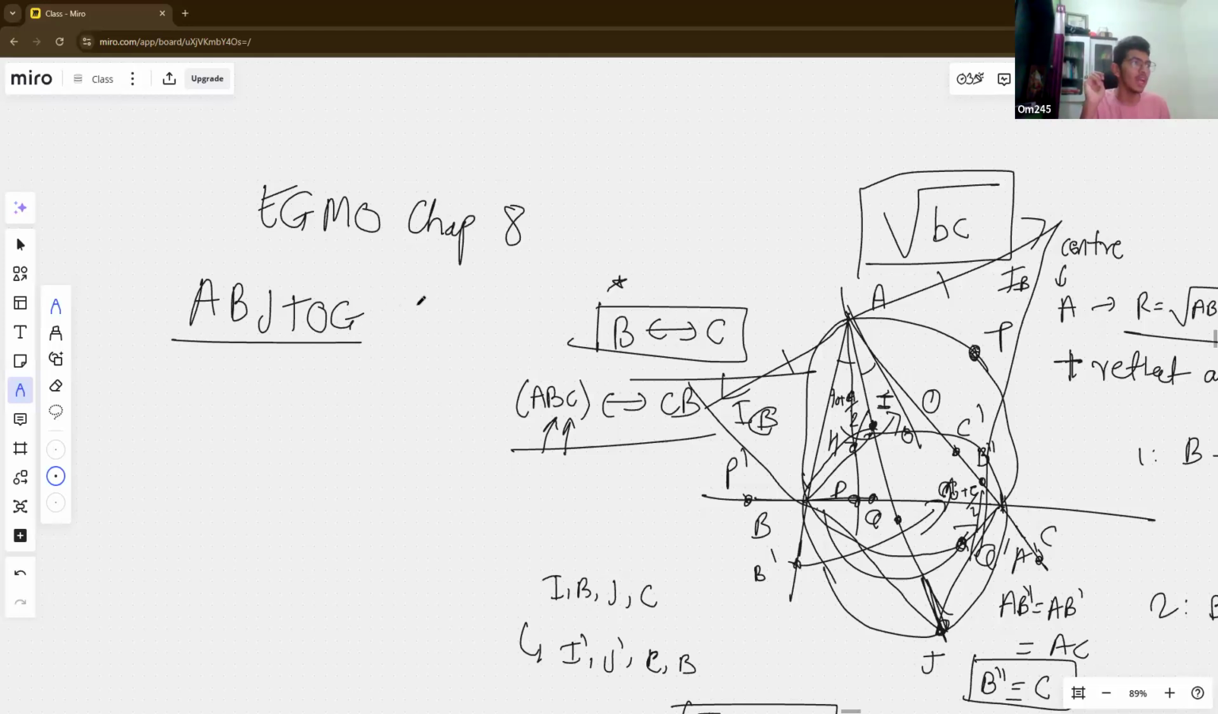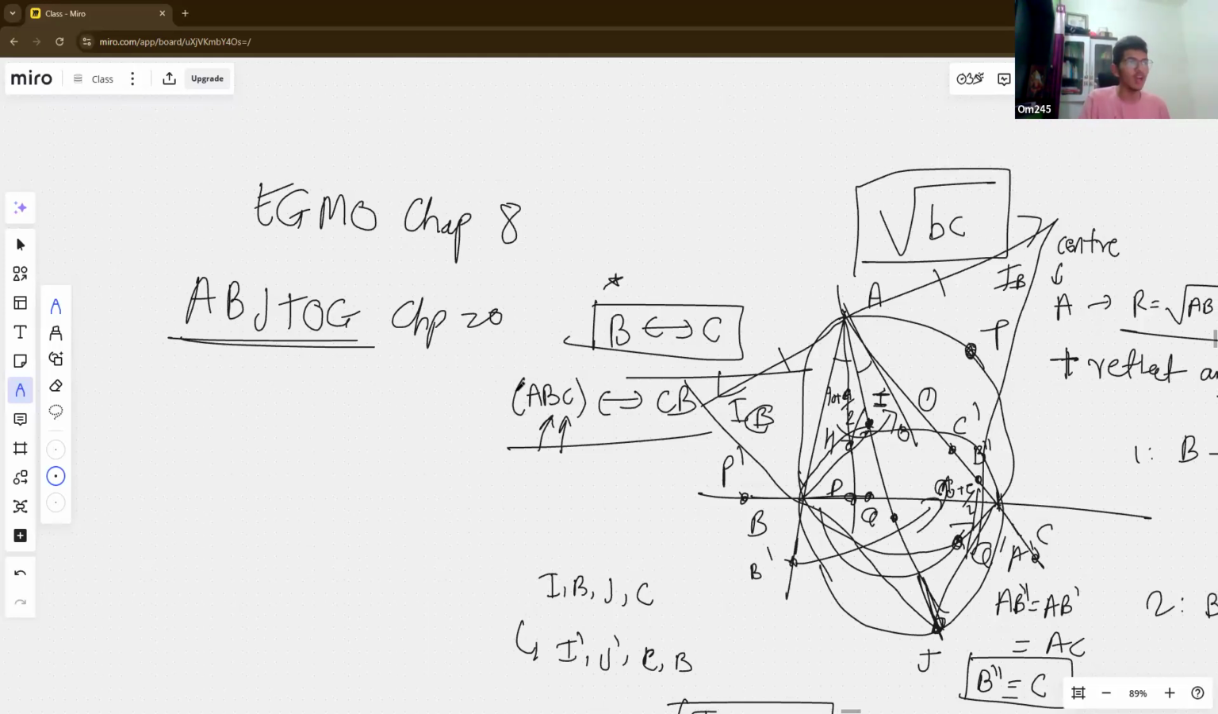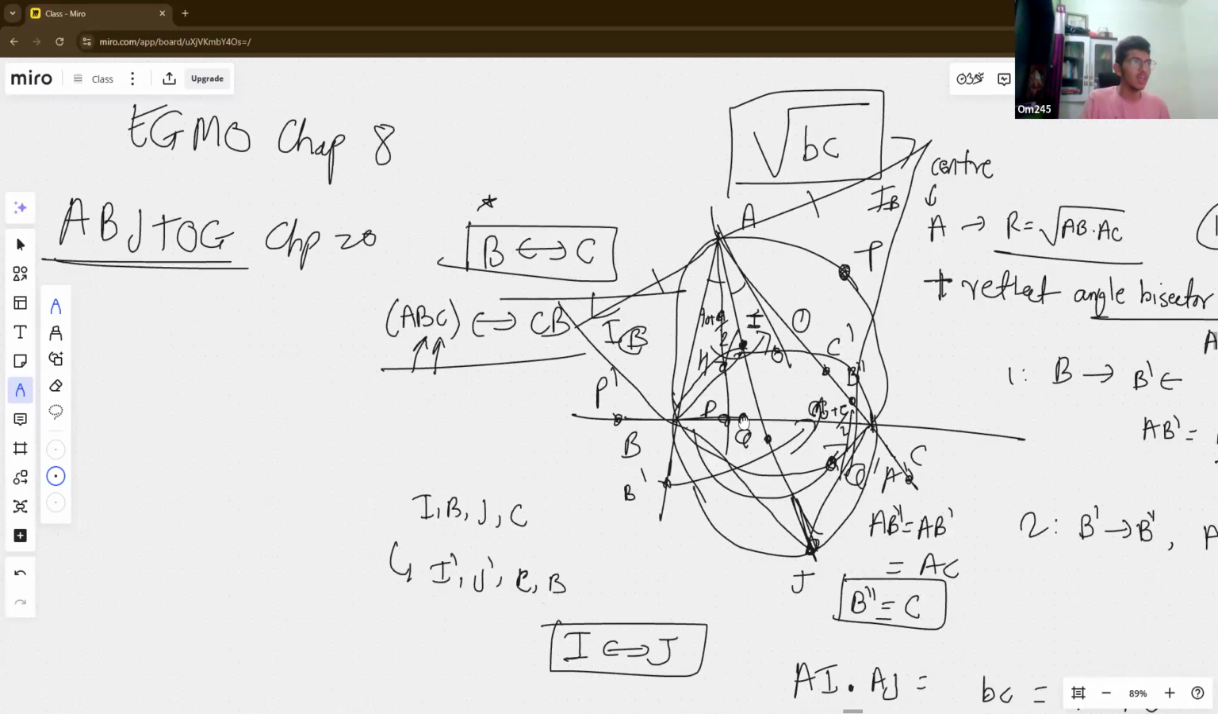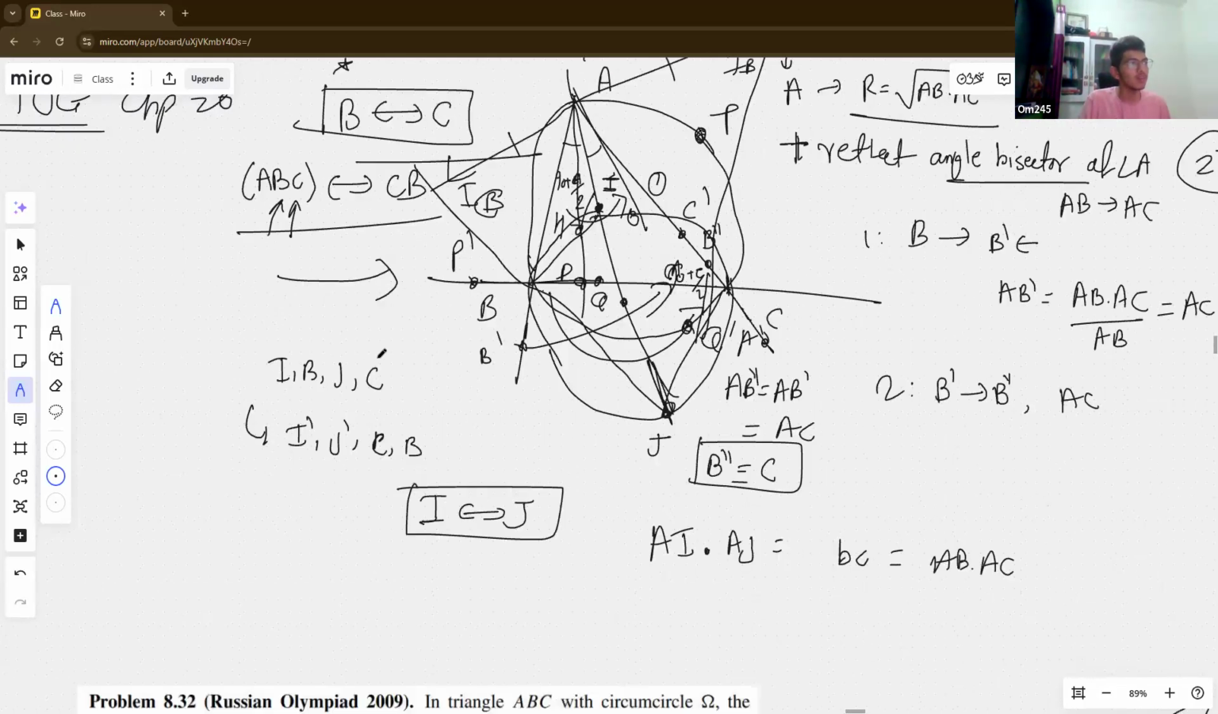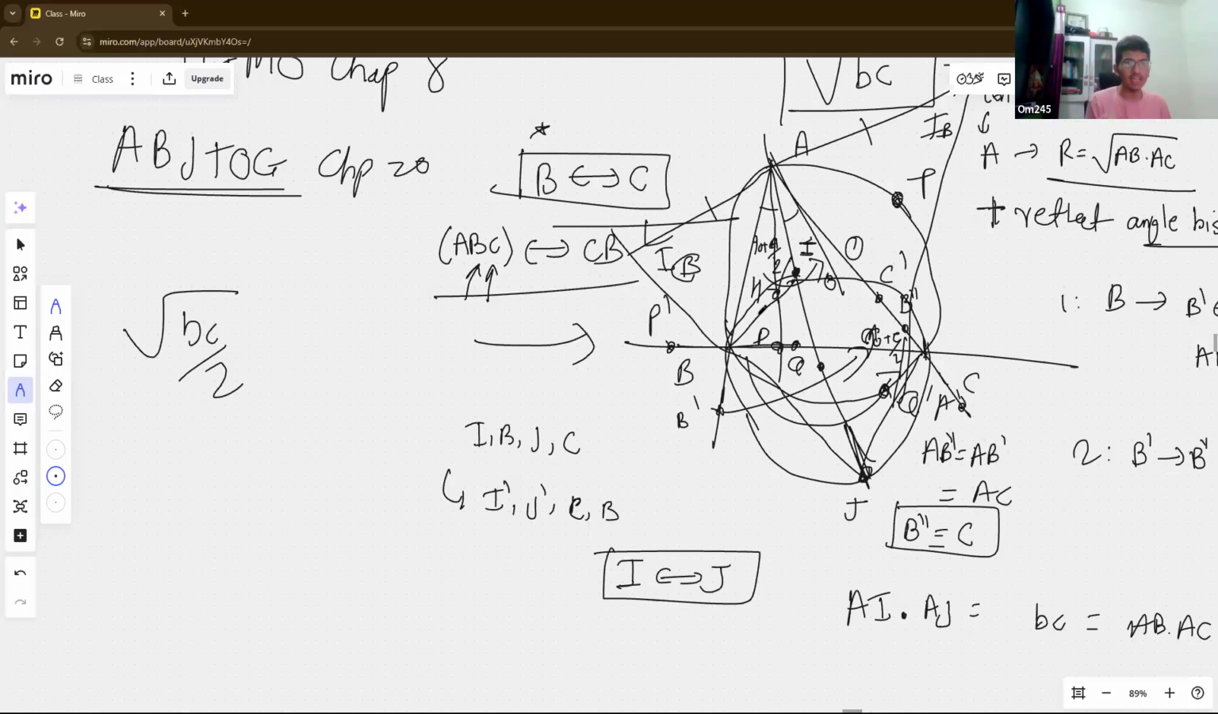Second, there is A Beautiful Journey Through Olympiad Geometry. This book has, I guess, chapter 20 if I'm not wrong. They cover every detail very nicely, how inversion works, and they also have a nice treatment of root BC. And there's another kind of inversion, which is root BC by half. So you actually invert, but now you also consider a half ratio. So B will map to the midpoint of AC, and C will map to the midpoint of AB.